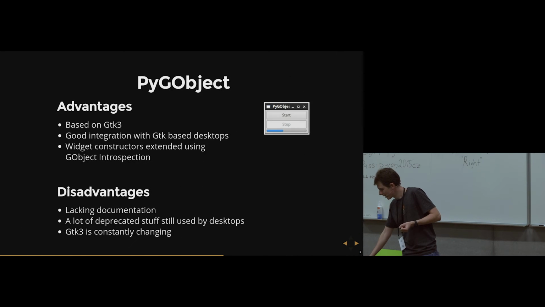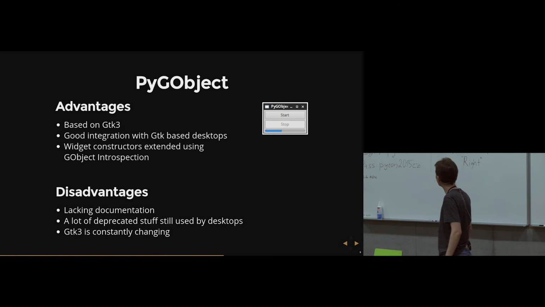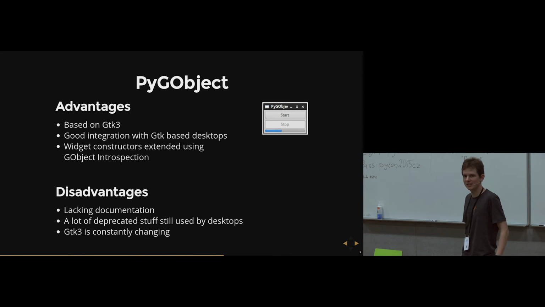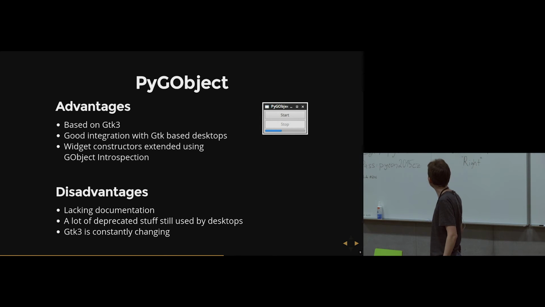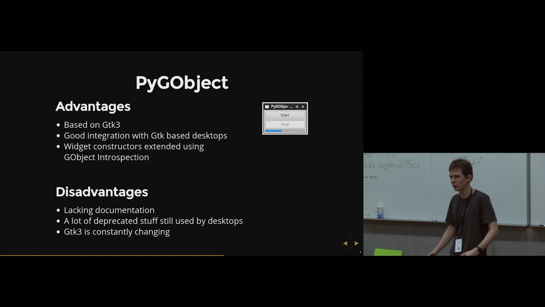Okay, so next one and the last one for me. Of course, I wanted some native GTK applications. So I looked at PyGObject, which is a wrapper on GTK 3. Well, you can use it. Its main advantage for me is that it integrates well with GTK-based desktops, so you can do, for example, notifications on GTK desktops.